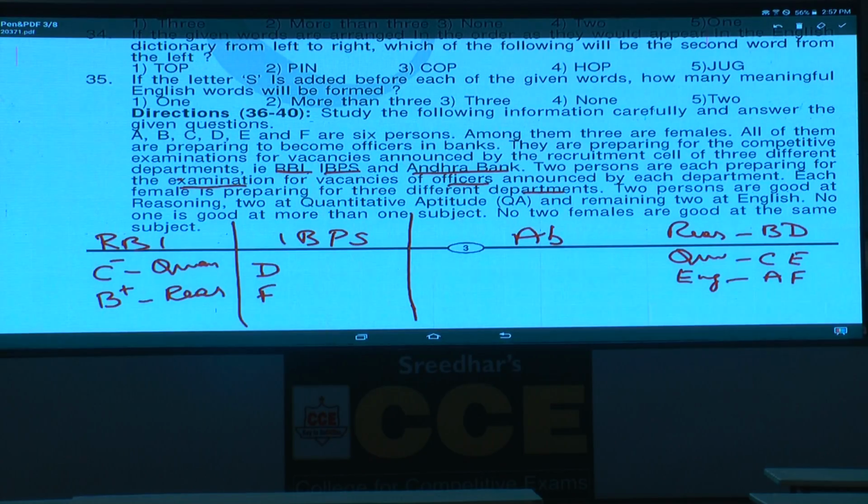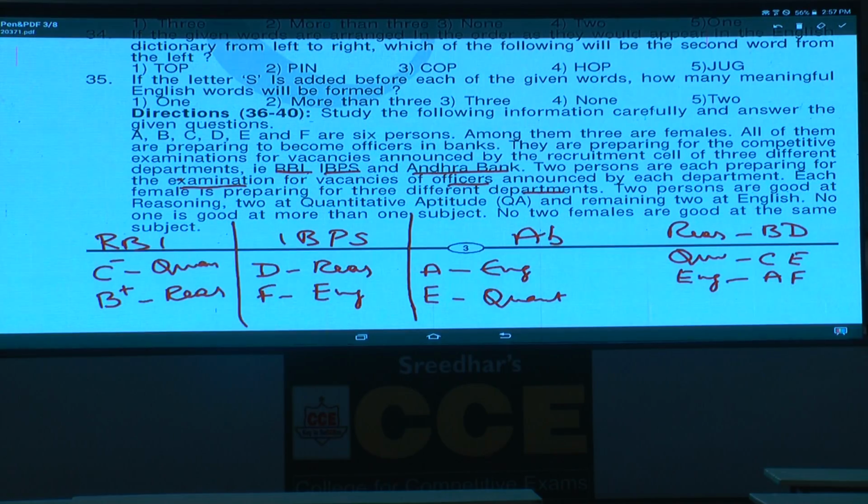C, B, D, F are done. Now we are left with A and E. D is reasoning, F is English, then A is English, and E is quant. Then what is the other information here? C is a female, and C is quant. Now, this E cannot be a female. Do you agree with this or not?